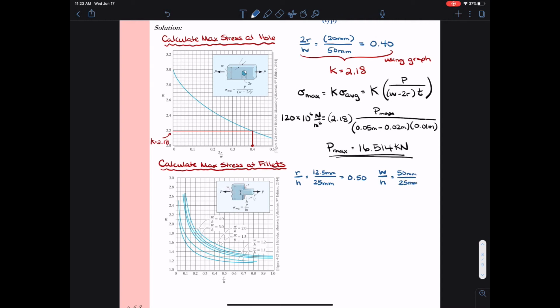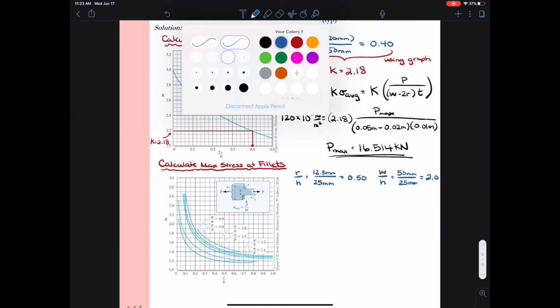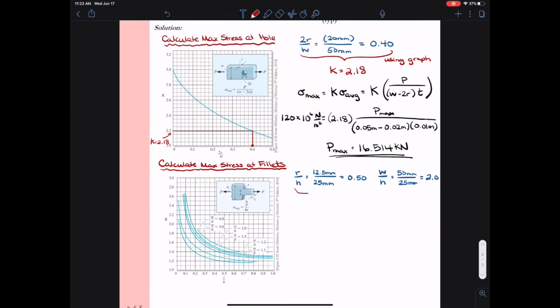We also have to check w to h ratio, which is going to be 50, the width of the wider part of the plate, over h, 25 millimeters, the width of the smaller part of the plate. Then we'll take this information and go into our graph.